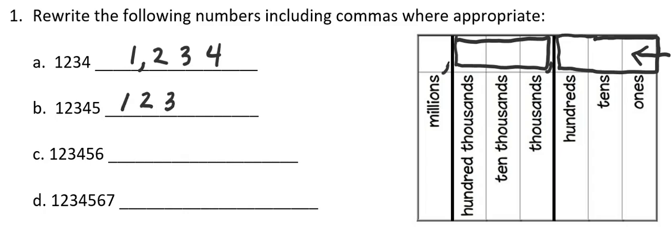I'll just copy down the digits first. Start from the right, count over ones, tens, hundreds, thousands, 10,000s. So I'll repeat that process for the rest of these numbers.